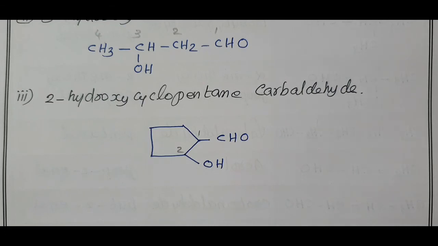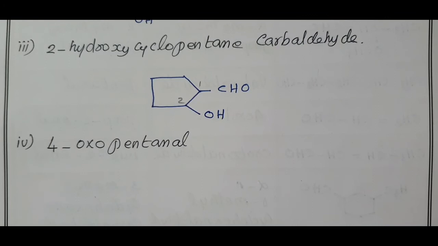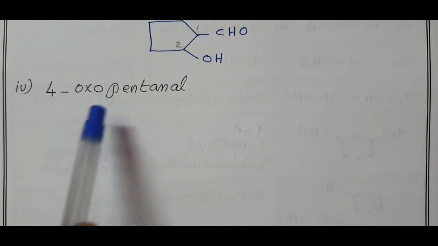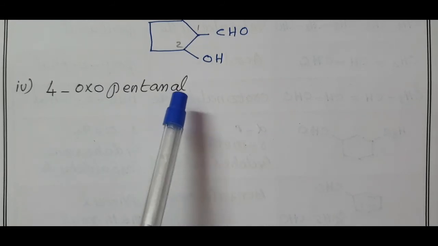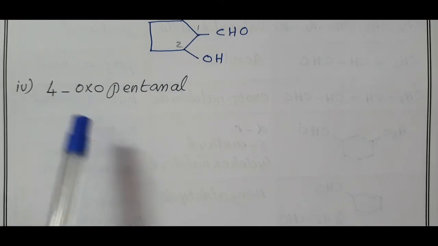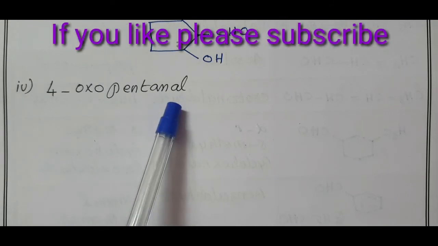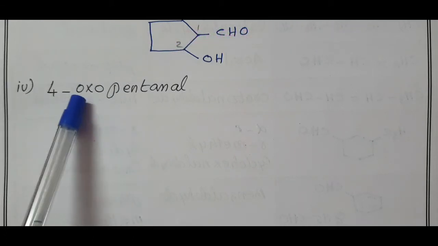Come to compound number 4, 4 oxopentanal. Pentanal indicates 5 carbon atoms. In this compound, one aldehydic functional group and one keto functional group are present. The first preference goes to the aldehydic functional group. Therefore, the ketone functional group must be in the prefix. The 4th carbon is the ketone.